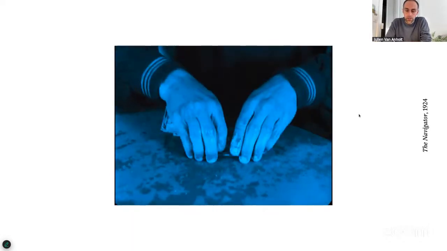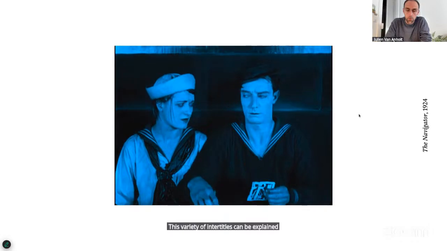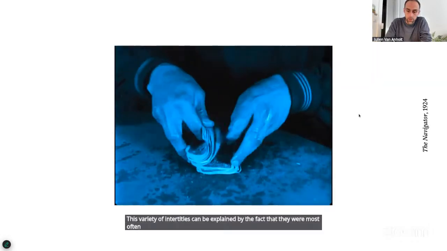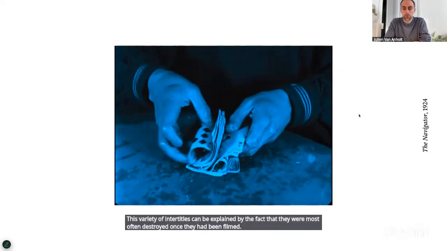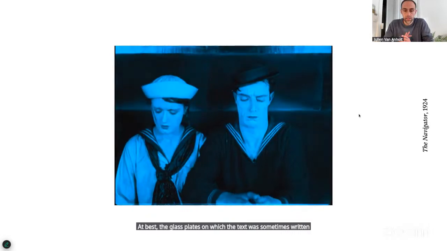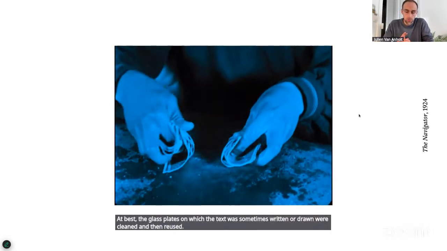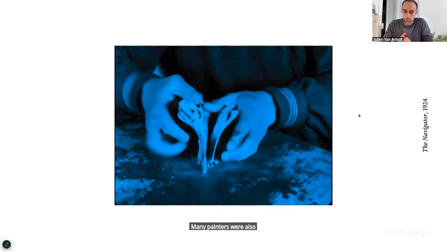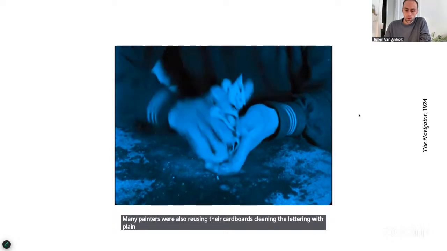This rarity of intertitles can be explained by the fact that they were most often destroyed once they had been filmed. At best, the glass plates on which the text was sometimes written or drawn were cleaned and then reused. Many painters were also reusing their cardboards, cleaning the lettering with plain water and a cloth, or a sponge.